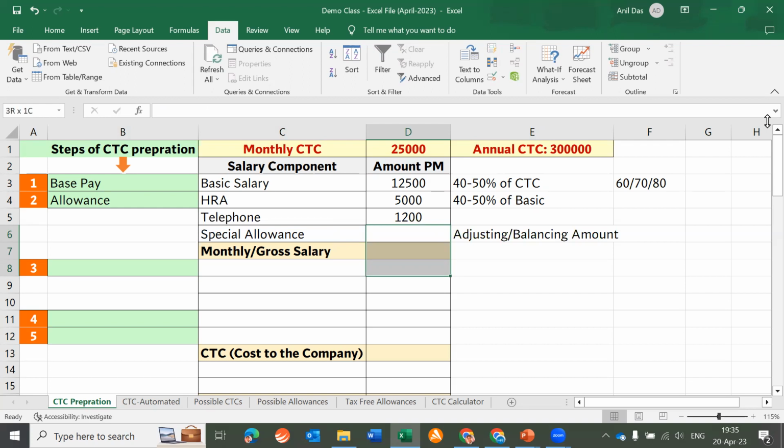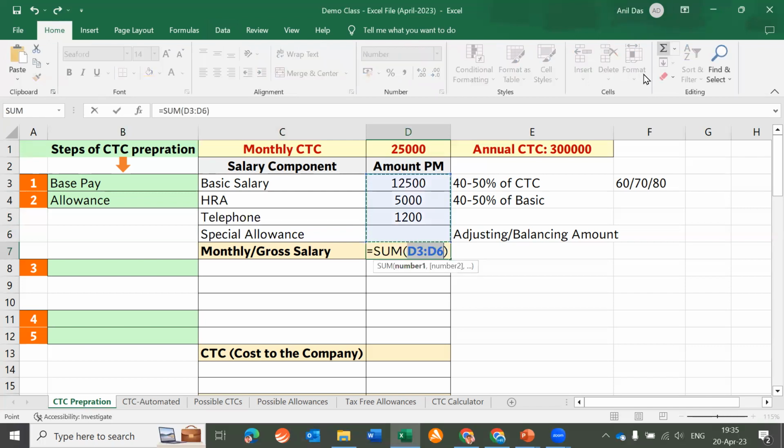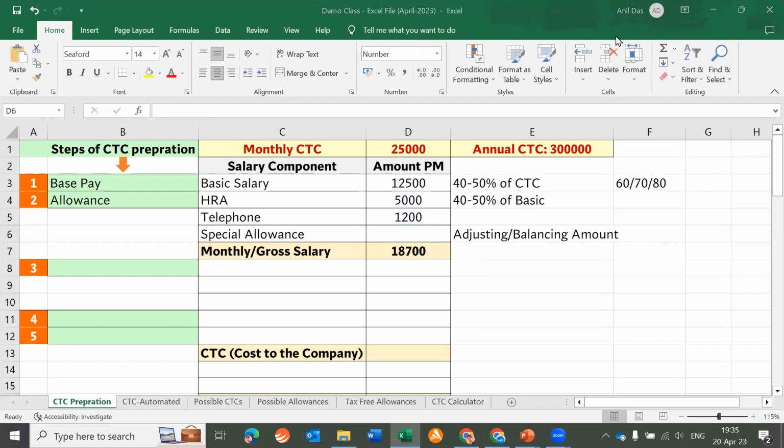So let's follow the same rule. We have opted for a special allowance, but we are not deciding any amount. Let's try to find out where exactly we have reached. We have reached a monthly salary of 18,700 and we are yet to decide a special allowance. Let's proceed and we are done with the first two steps.